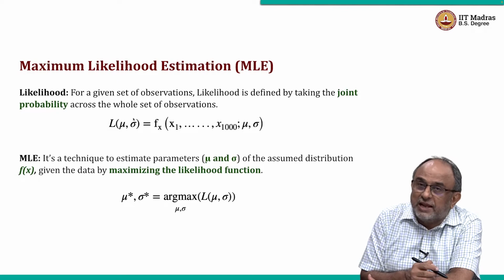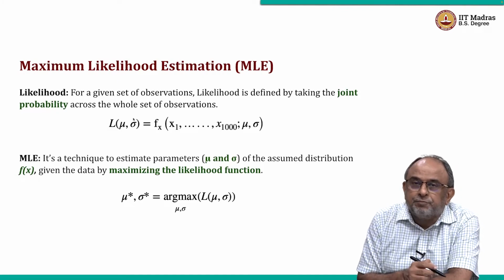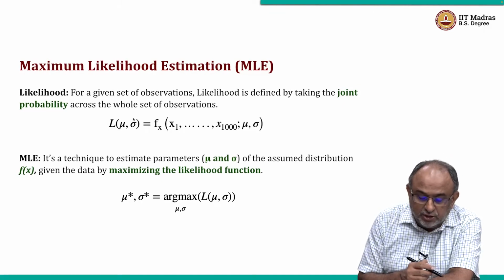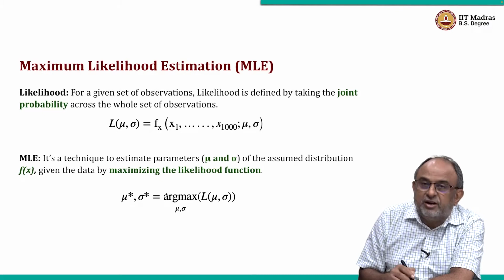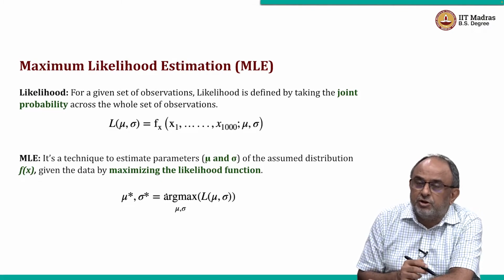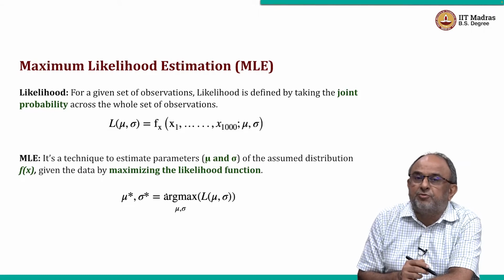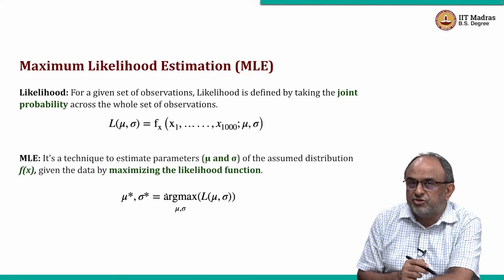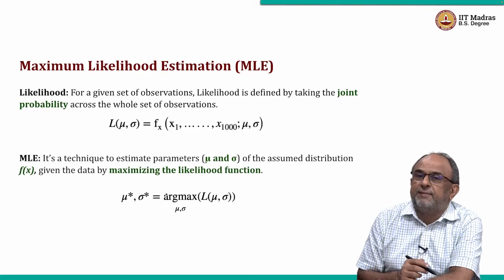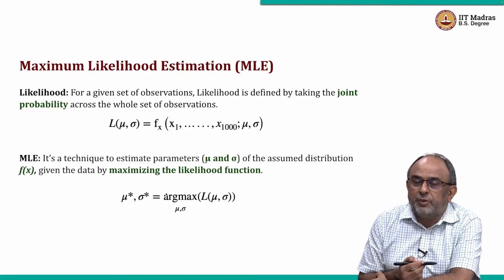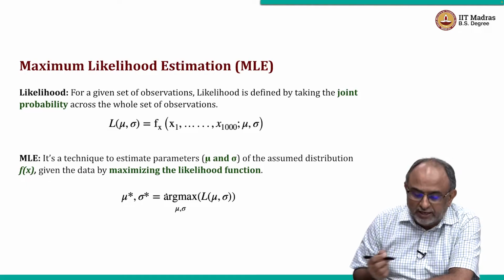So, this is called the likelihood function, and I am trying to find out which values of mu and sigma maximize this likelihood. That is the basic idea of maximum likelihood estimation, and that value of mu and sigma is called the maximum likelihood estimate of mu and the maximum likelihood estimate of standard deviation, or sigma. If you are looking at the likelihood method, that is the best estimate that you can have.